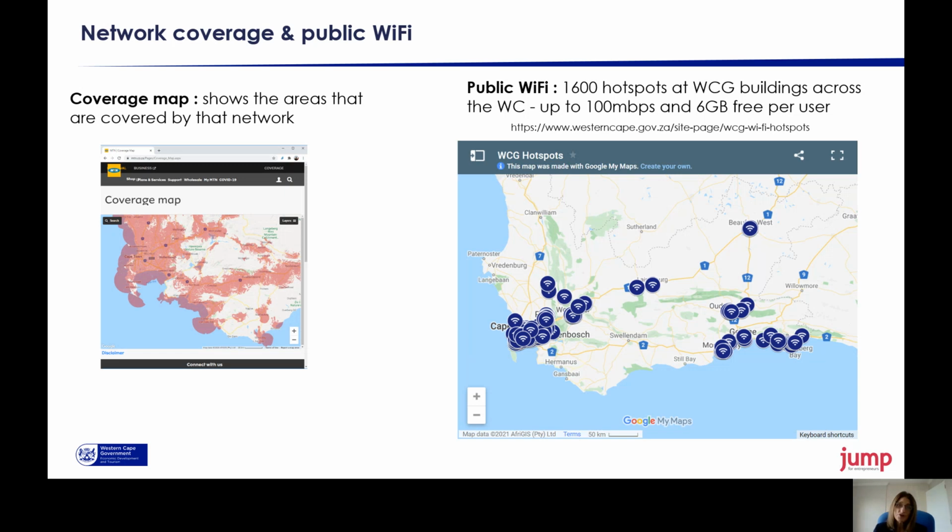Many shopping malls, restaurants, and other public areas also offer free Wi-Fi. So have a look out for those as well, so that you can get the connection points that you need.